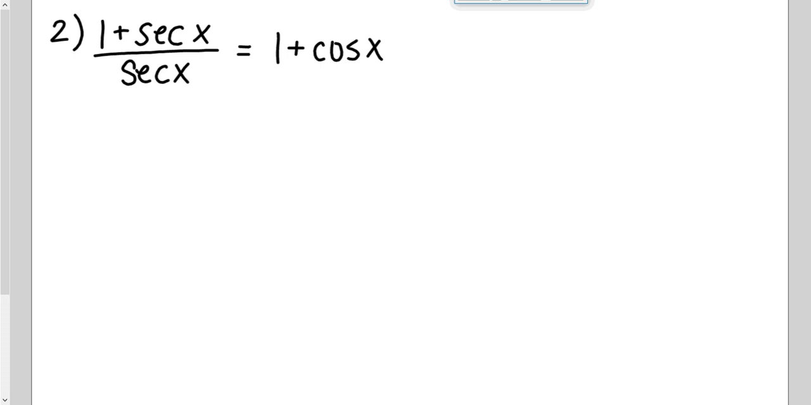So I am going to, again, work on the left. Most everything you get, we're going to be working on making the left match the right. So the first thing I have to do, if you remember, I don't like secant. I'm going to rewrite that as 1 over cosine.